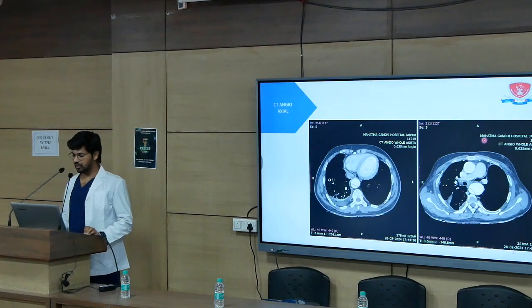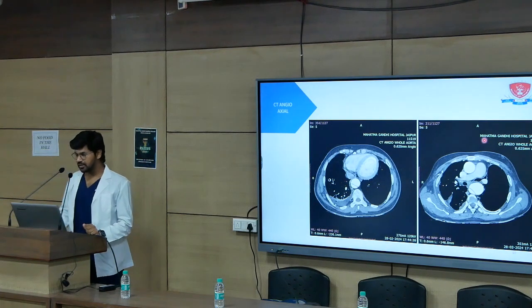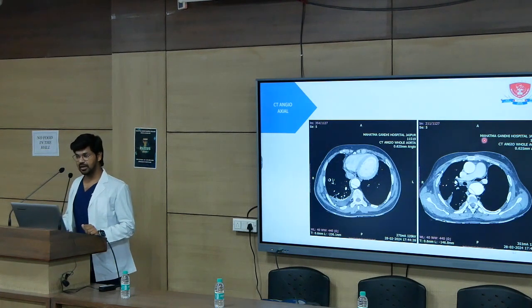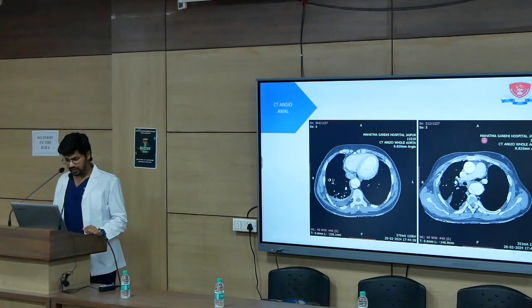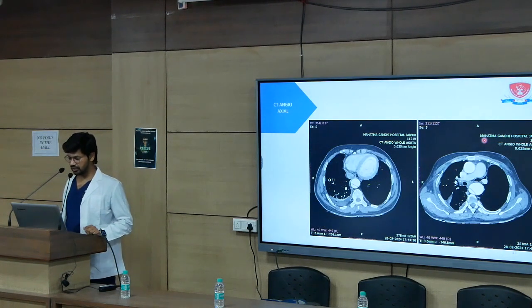So the patient was referred to us for aortic dissection. It was a case of a left-sided large pulmonary bulla and pneumothorax on the right side, and there was a thoracic aortic dissection, that is Stanford type B. In this case, this is the CT angiogram which we have been provided with.